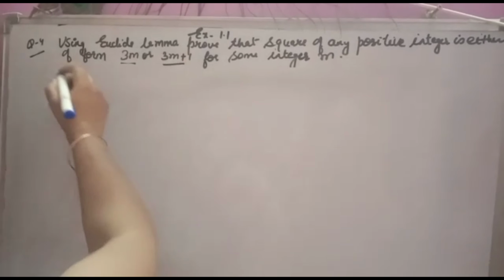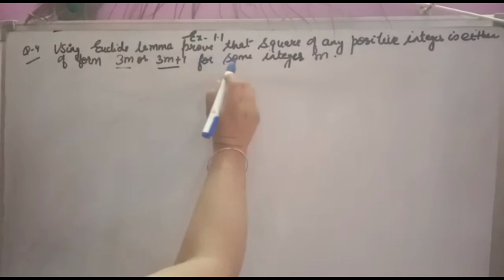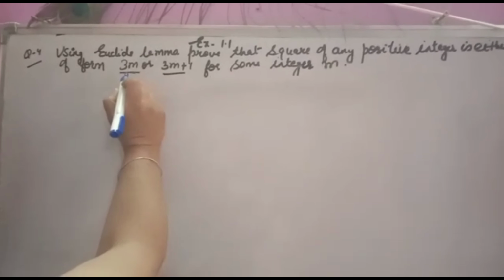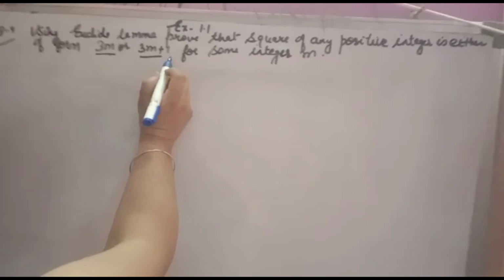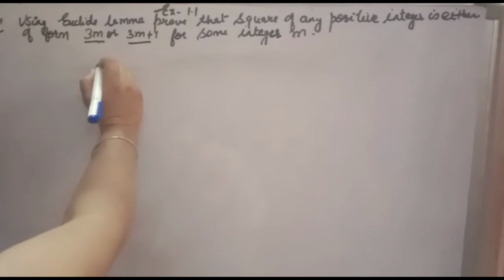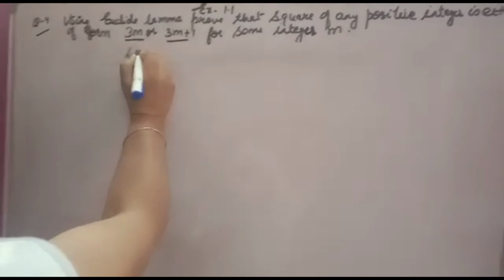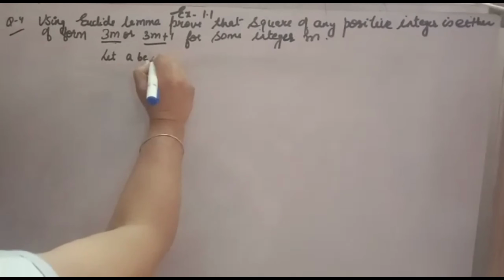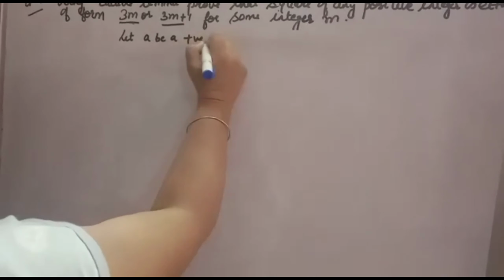See exercise 1.1, question number 4. Using Euclid's lemma, prove that square of any positive integer is of form 3m or 3m plus 1 for some integer m. Now, you will assume let a be a positive integer.